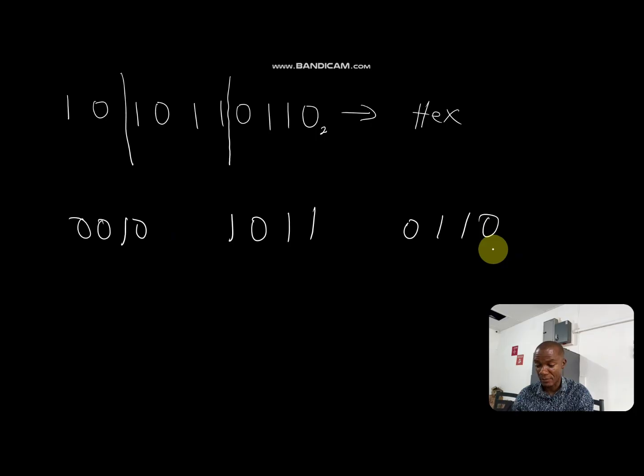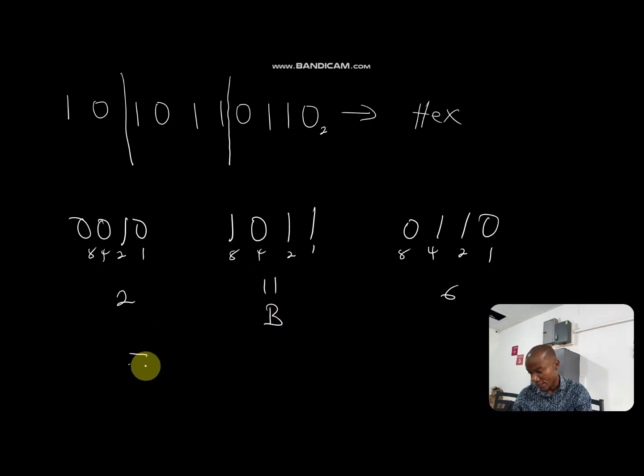Then we change them to decimal. So 1 2 4 8, 1 2 4 8, 1 2 4 8. So here I will get 2. 8 plus 2, 10 plus 1, 11. 4 plus 2, 6. So 11 in hexadecimal is B. So my answer is 2B6 base 16.